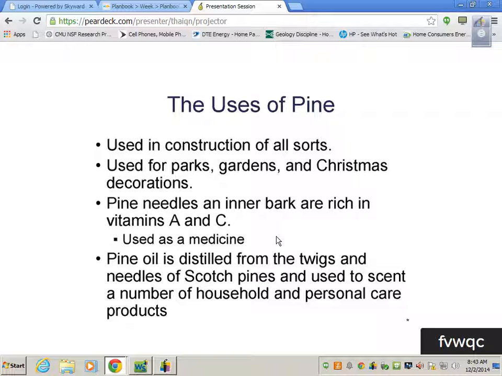We should go outside and collect pine needles and make tea. No? You guys could distill some water for us, and we could.